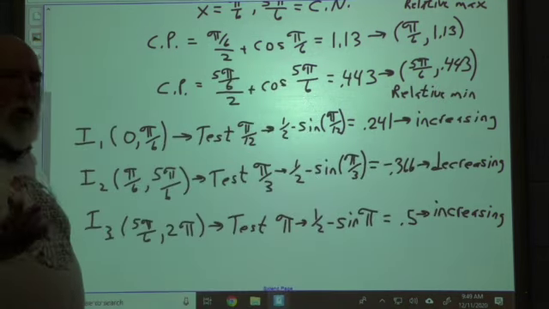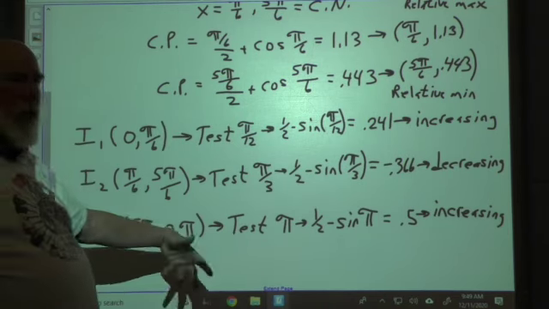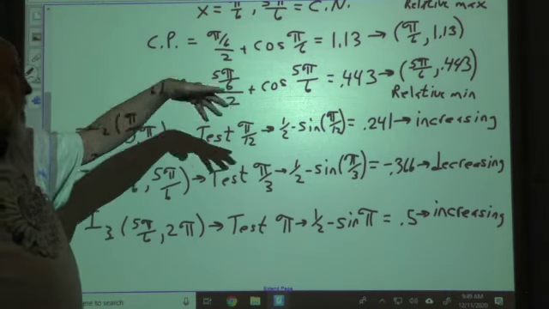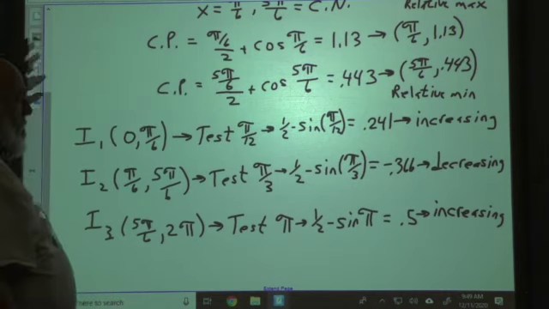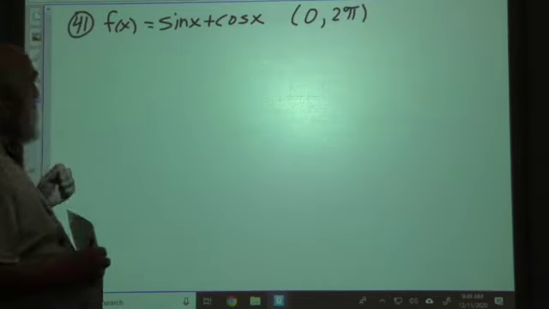Okay, I'll do one more just to make sure you see the process, but it's not a whole lot different from before. You're still using the calculator to figure out your critical points and critical numbers, so nothing too challenging. So let's do this one here, number 41.